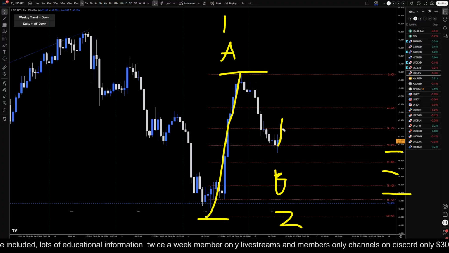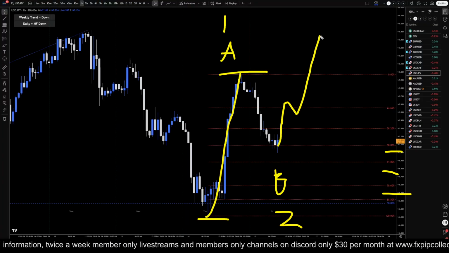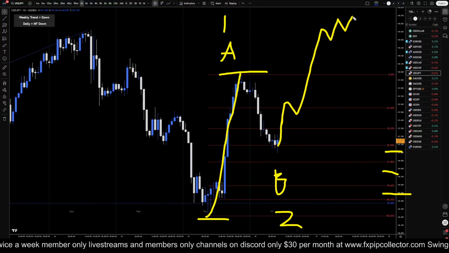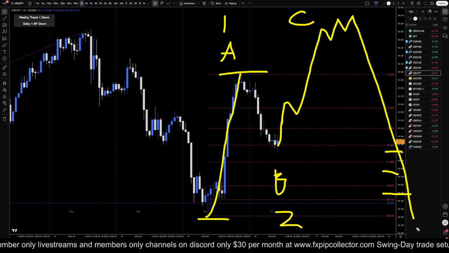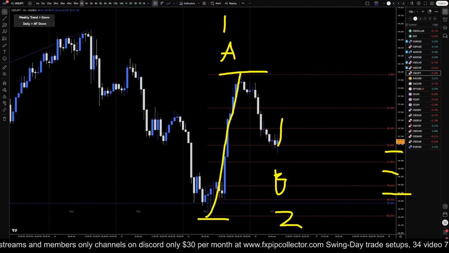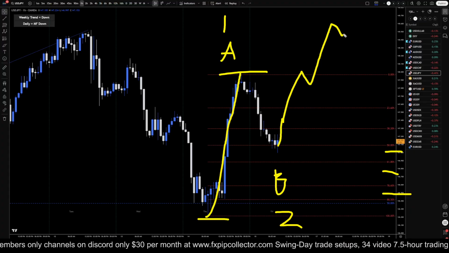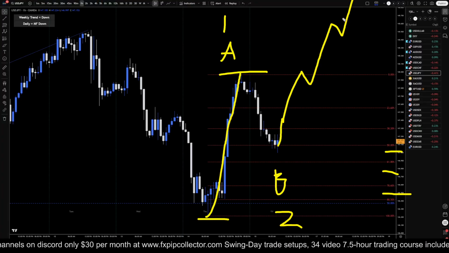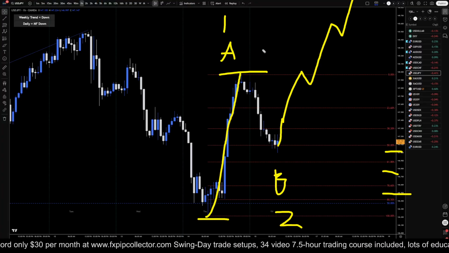If you get like a nice impulsive turn to the upside at one of those fib levels, then I would definitely take it as a long, and then hopefully learn and earn at the same time, whether it's a wave C, which would look like this and go back down, or whether it's a wave 3, which would just continue to make very impulsive moves to the upside, making nice higher highs and nice higher lows.